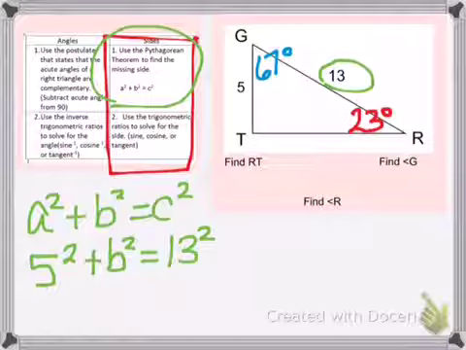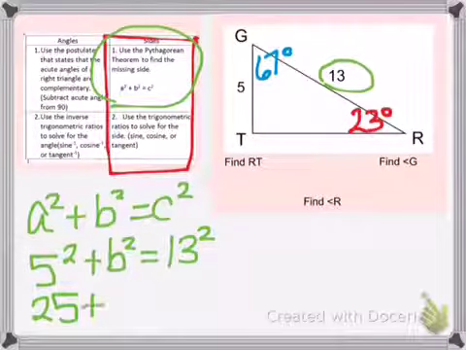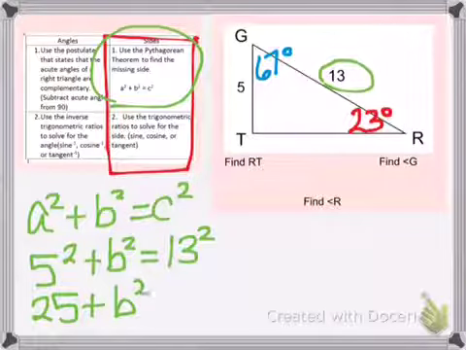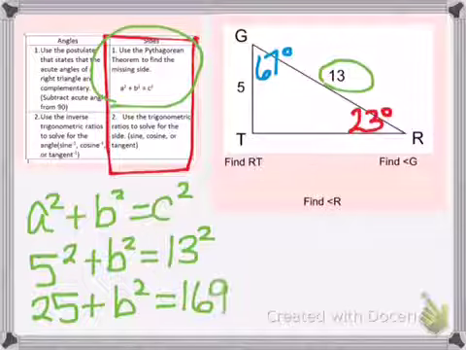To solve that, I get rid of my exponents. 5 squared is 25 because 5 times 5 is 25, plus b squared equals 13 squared, which is 169.